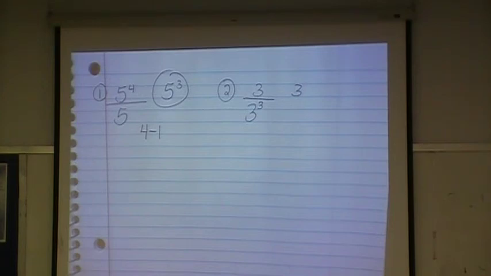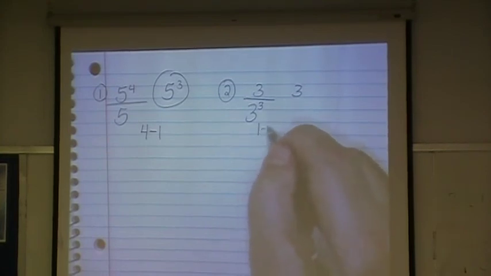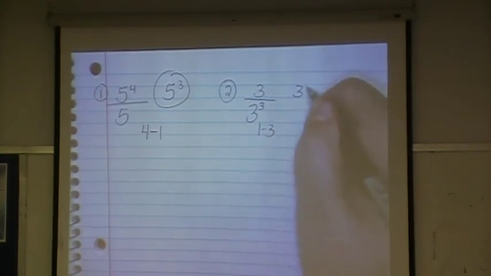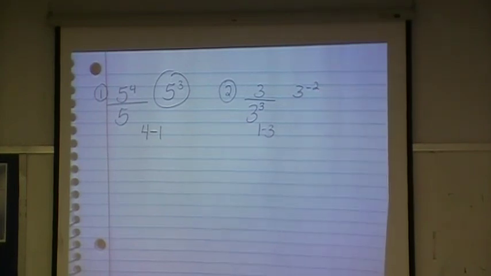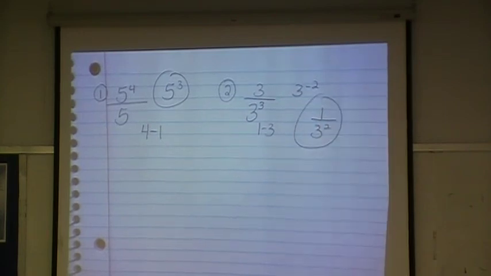Well, what am I subtracting on this? What am I writing down? 1 minus 3. What is 1 minus 3? Negative 2. Then you look at that and you say, well, wait a minute, I can't have a negative 2. So I'm going to put a 1 on top and 3 squared on the bottom.